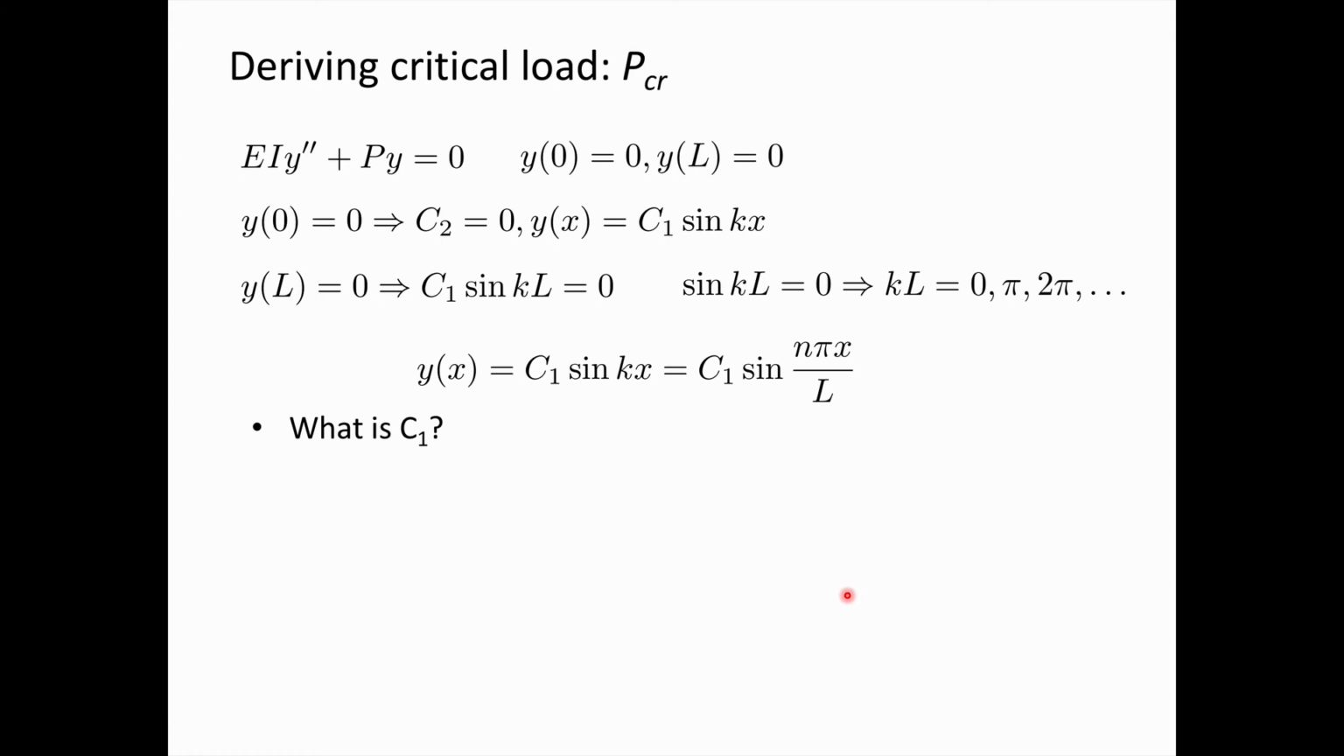All right, so if we set n equal to 1, then we can also think about what C1 is. C1 turns out to be equal to y max. What is the maximum value, the lateral displacement of the column? It's actually impossible to determine C1 based on the information we have so far. C1 does not depend on the load, P. And this will make a little bit more sense as we move forward, but this is an important observation.